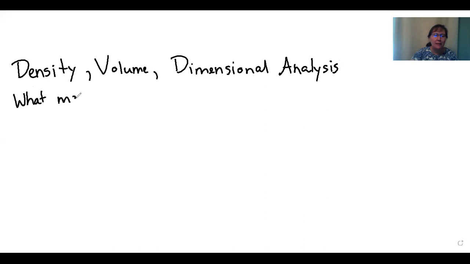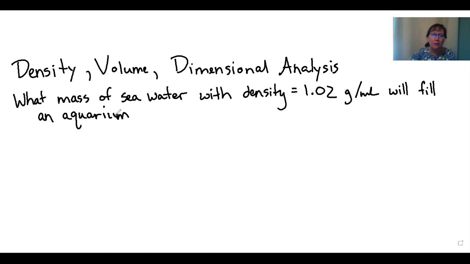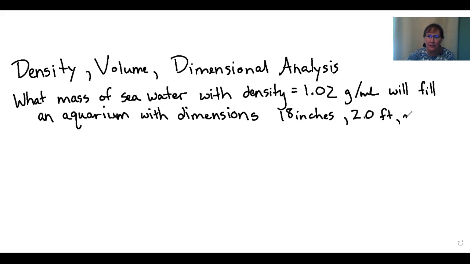So we could say, what mass of seawater with density equal to 1.02 grams per milliliter will fill an aquarium with dimensions 18 inches, 2.0 feet, and 3.6 feet.